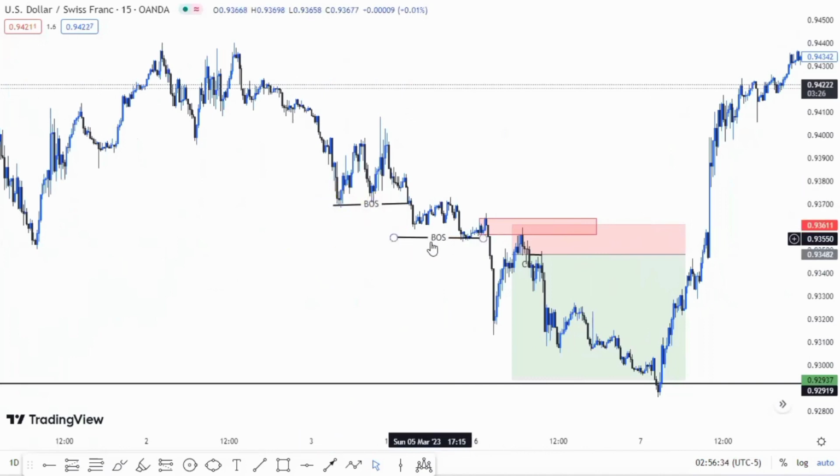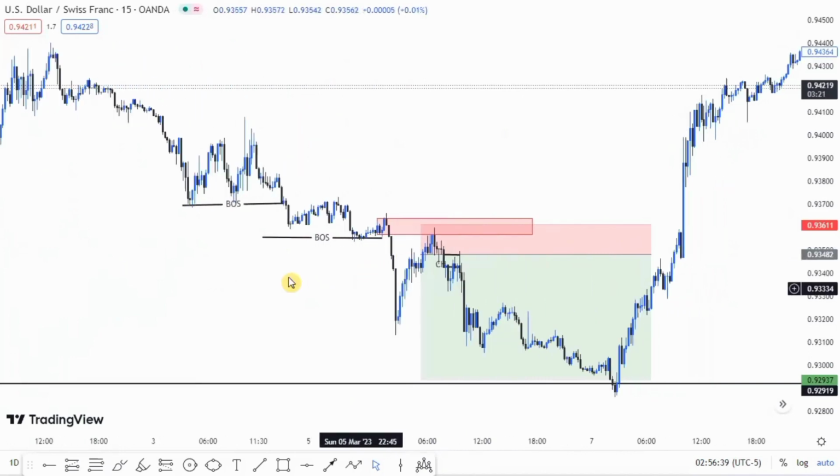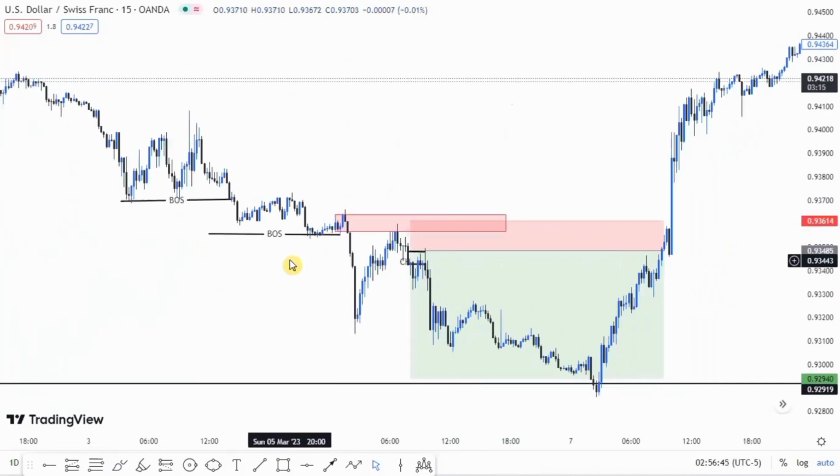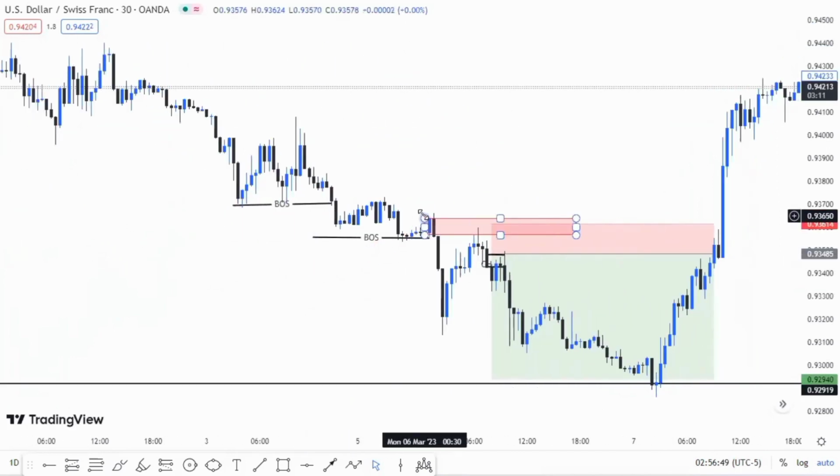So now we're going to be looking at another trade which I took. This is also a live trade. This is Swiss francs. Now we have the market pushing to the downside because we have highs and lows, just the way I illustrated previously.